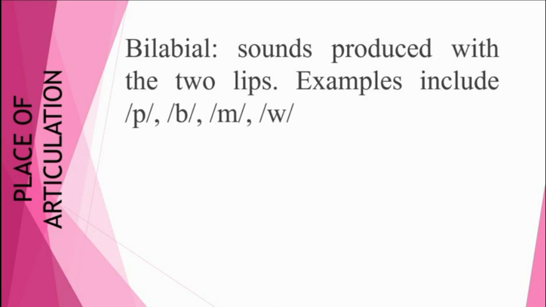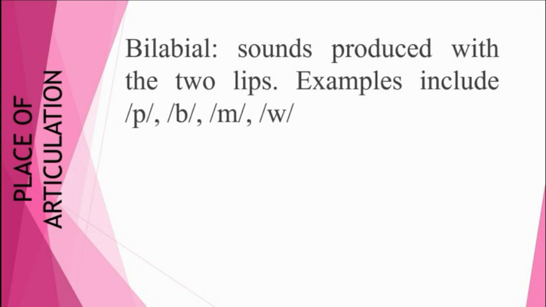Now, let's see some of the examples we have here. We have p, b. The next one is m. And we have w. If you look at all of them, you can try to produce them on your own. You discover that the two lips definitely come together to produce each of them. P, b, m, and w.